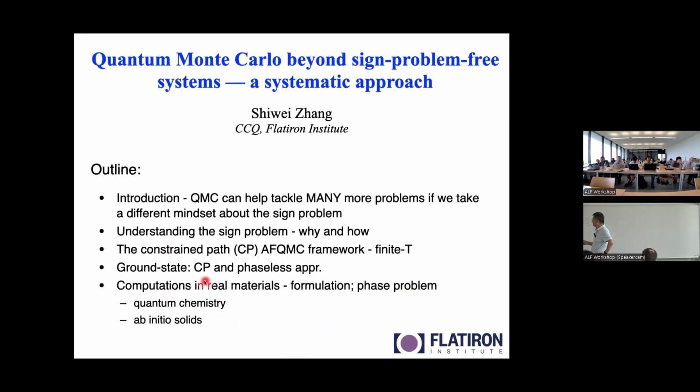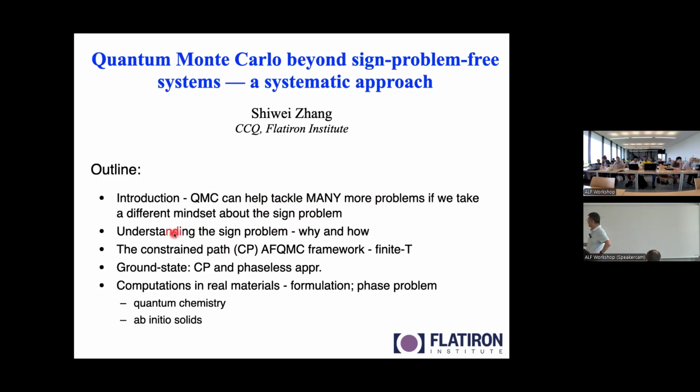So, the outline. I'm going to give you an introduction. It's kind of a skewed view, but I want to talk about a mindset for how QMC can help tackle many more problems. I think we already are doing a fantastic job with the codes, with ALF and so on coming on board. But we'd be able to do more if we take a slightly different mindset about the sign problem. This is the second time I'm talking about this part, and unfortunately also the second time that some of the senior people here will be hearing about it. So apologies for the repetition.